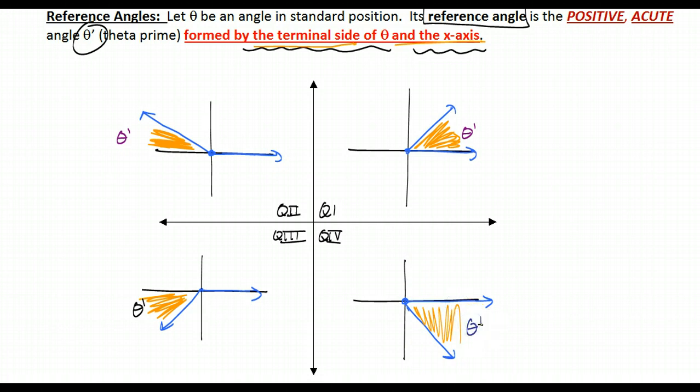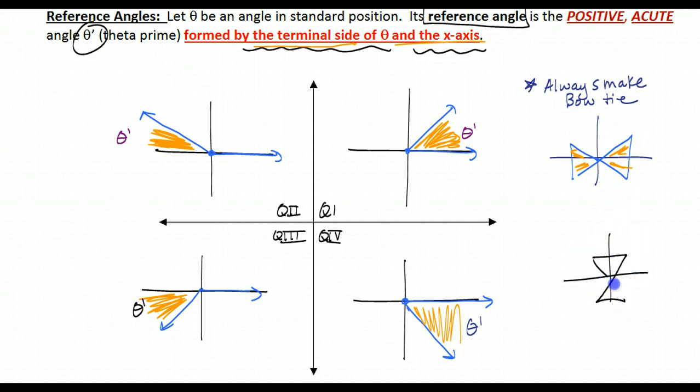Sometimes students forget which axis to go to, so here's a little trick I show my students. Always make a bow tie with your reference angles. So if I put all 4 of these pictures together, it makes a bow tie. So always make a bow tie with your reference angles. Do not make the hourglass. That would be the hourglass. No, wrong. Make a bow tie with your reference angles.